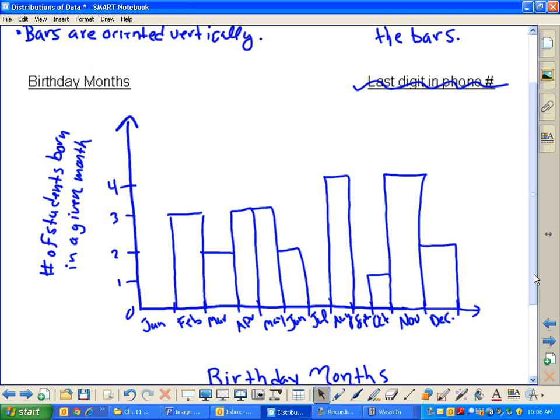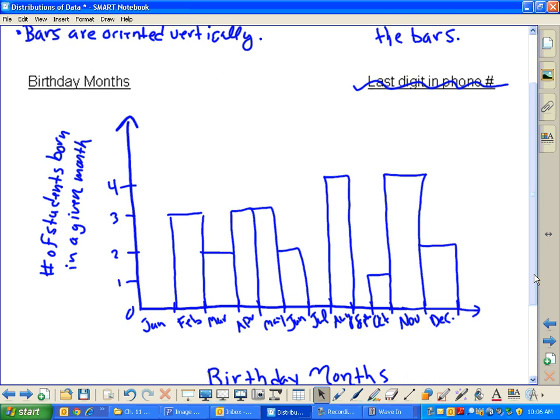Questions about this? I see some of you. You can shade them, color them, put hearts in them. That stuff I don't mind so much. But notice all the bars are oriented vertically and there's no spaces between any of the bars. No spaces between the teeth.